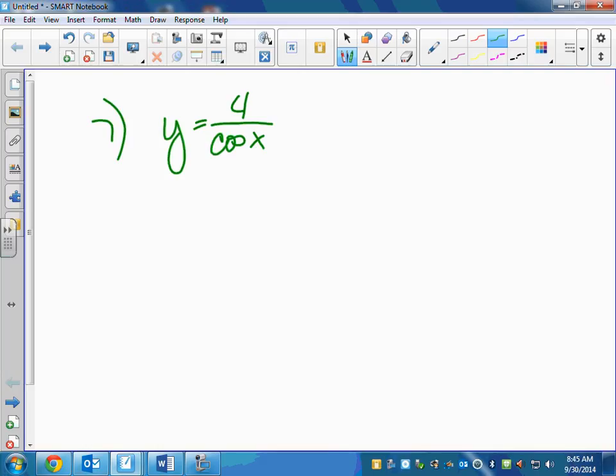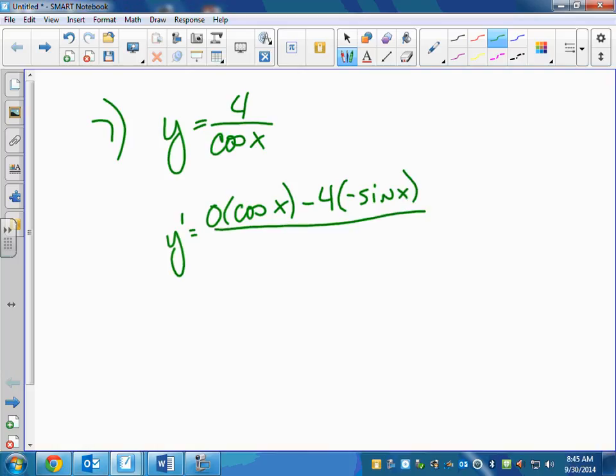Right, y equals 4 over cosine x. You do have to do the quotient rule there because if you try to bring cosine up, it becomes cosine to the -1, and we don't know how to do that yet. So quotient rule: the derivative of 4 is 0 times the bottom, minus, leave the top alone, and the derivative of cosine is negative sine, all over cosine squared.